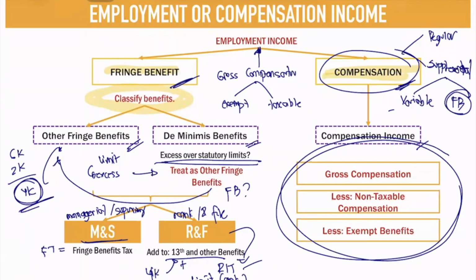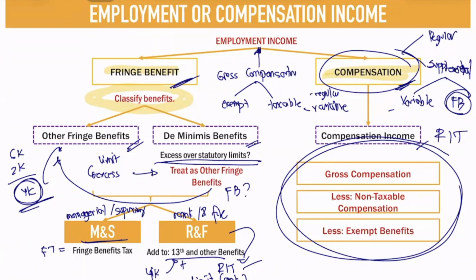Now, if that is a compensation in the form of regular or variable compensation, it is subject to RIT. But if that is a fringe benefit, you need to first classify the type of benefit. Is that other fringe benefit or a de minimis benefit? Now, for the de minimis benefit, you will only tax it based on the limit. While for other fringe benefit, you tax it based on the monetary value. And then, once you get the excess of the de minimis benefit, you treat it as other fringe benefit.